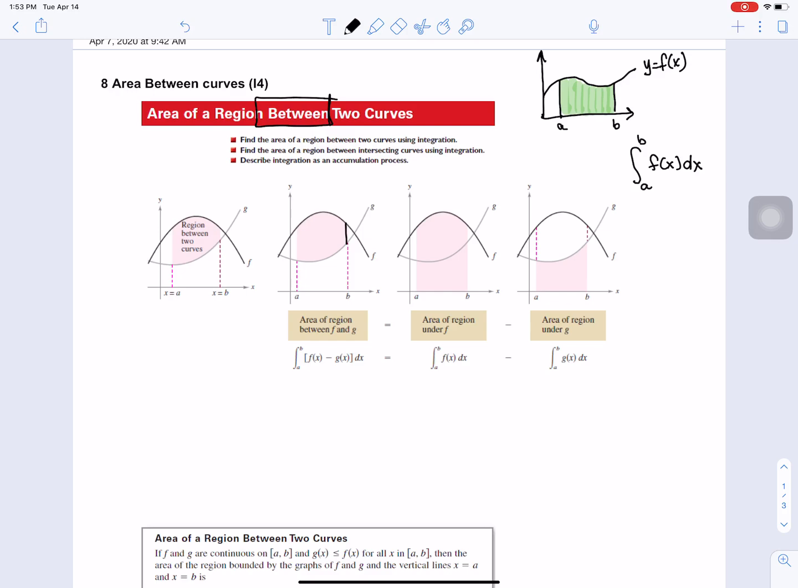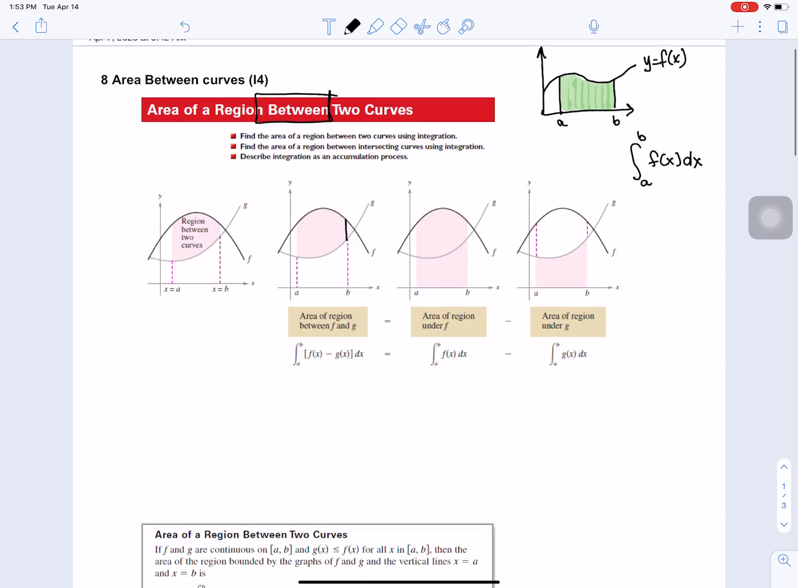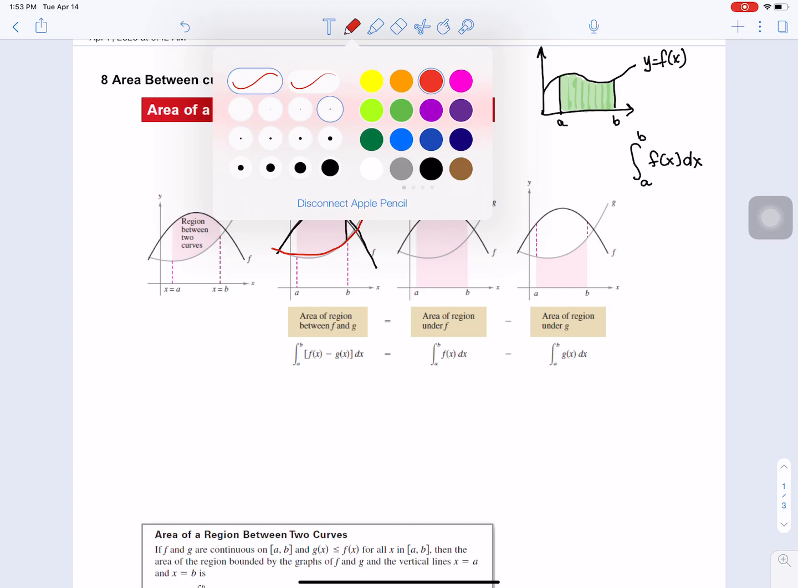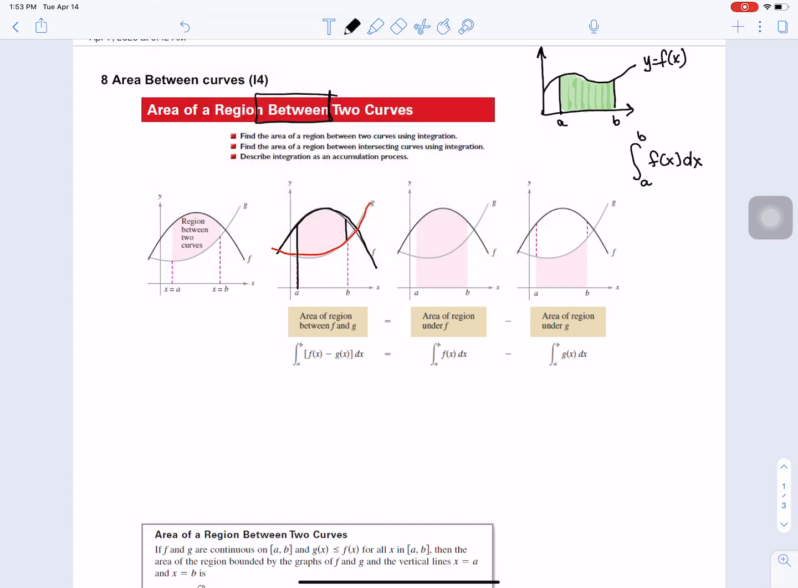Now suppose I had two functions. Suppose I had y equals f of x, and I had y equals g of x. And let's say I was interested in the area under the curve for this function between x is equal to a and x is equal to b. So I'm going to represent this area in green.